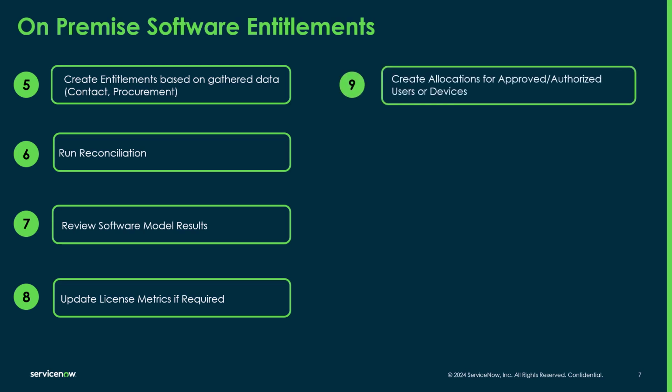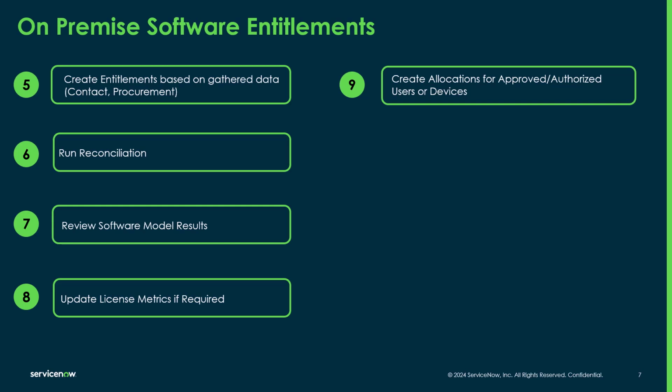From there, you're going to want to look at creating allocations for approved or authorized users or devices. This is going to help the asset managers determine if software has been installed in their environment without following the proper request and approval process, right? Because you're going to create those allocations for the baseline.